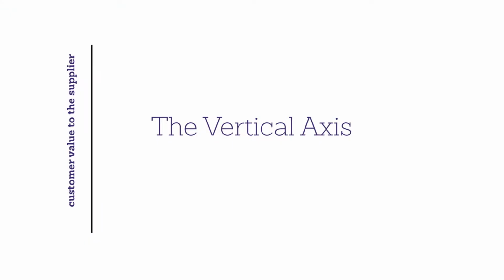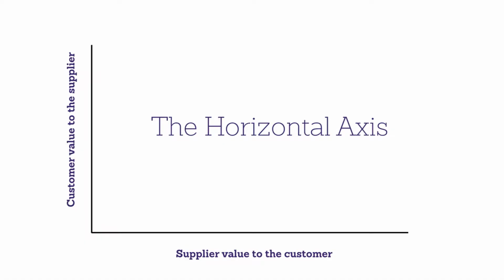On one axis, the vertical axis, there's a measure for how important the customer is to the organisation. So from the supplier's point of view, which are the most attractive customers to us? And on the horizontal axis, moving from right to left, we need to have a measure of how important we are to the customer as a supplier.